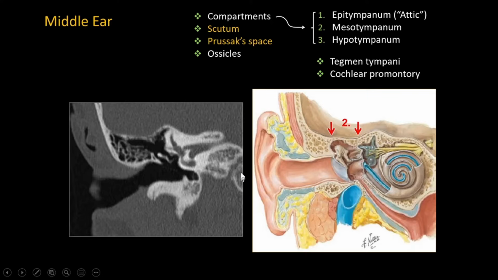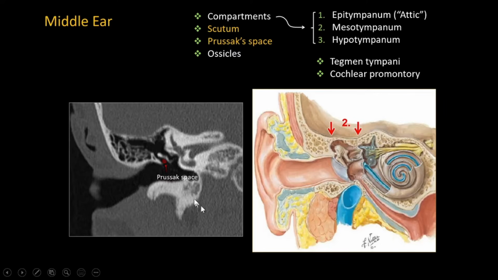So other stuff that you can inspect, especially on the coronal view, is tegmen tympani, which is the roof of the tympanic cavity. Make sure that's intact and not dehiscent. And also cochlear promontory.